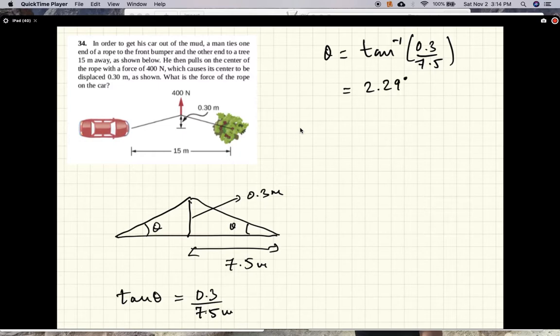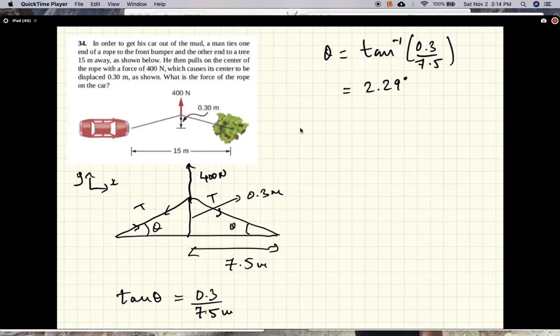Alright, so here's what's going on in this problem. The tension in the string is pulling on the car in that direction, and it's pulling this point in that direction, and the tensions are equal. And he applied a force of 400 newtons, and we'll draw our x and y axis like that. So since this point is at rest, the three forces on it should add up to 0.